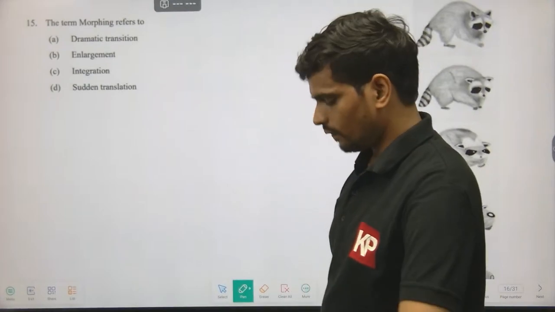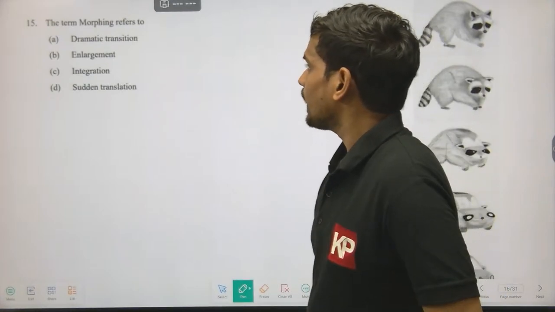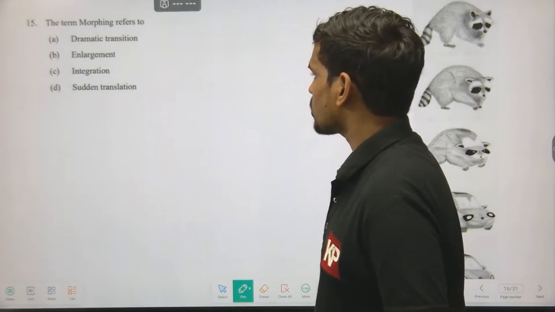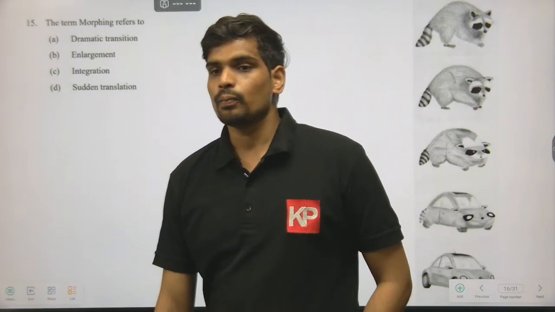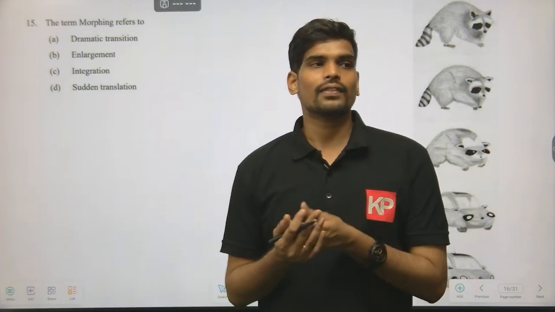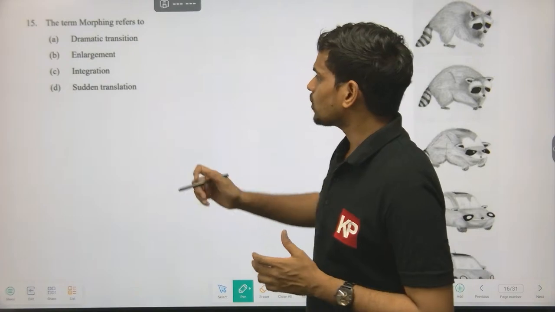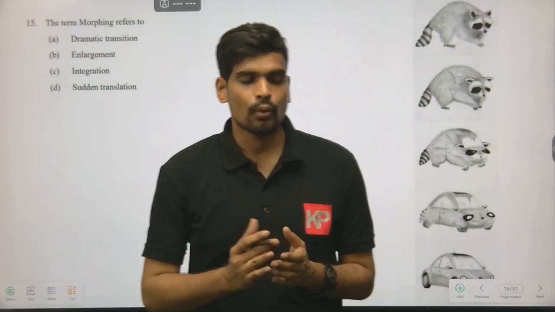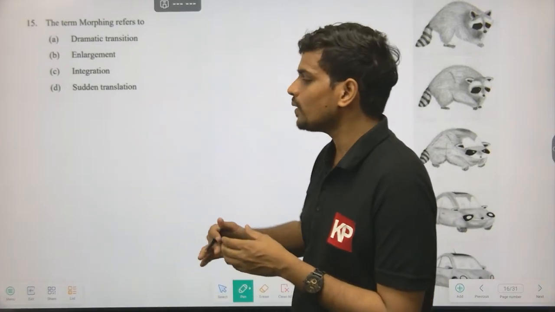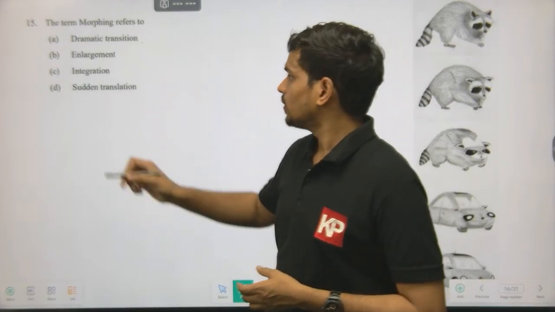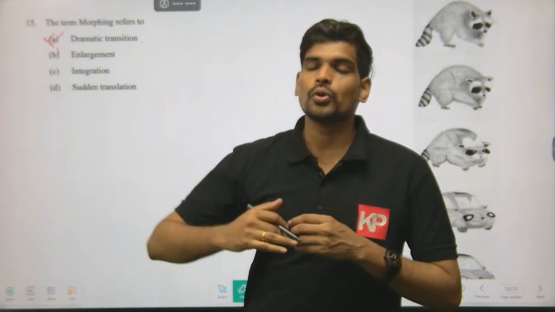Moving on to the next one, 15th question. The term morphing refers to dash: dramatic transition, enlargement, integration, sudden translation. Morphing, you might have heard about morphed pictures. Morphing is nothing but changing, and that too a dramatic change, not a small change. A small change is called an improvement probably, right? It is a dramatic transition, a huge drastic change.